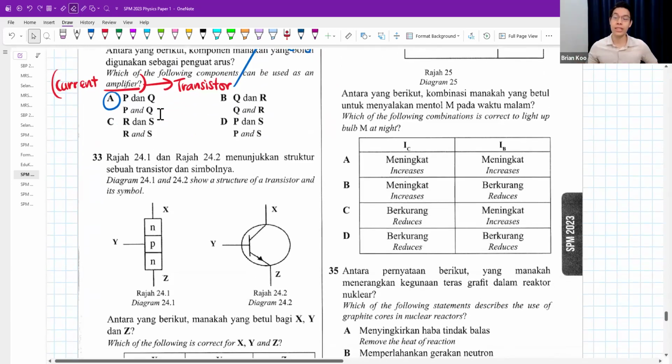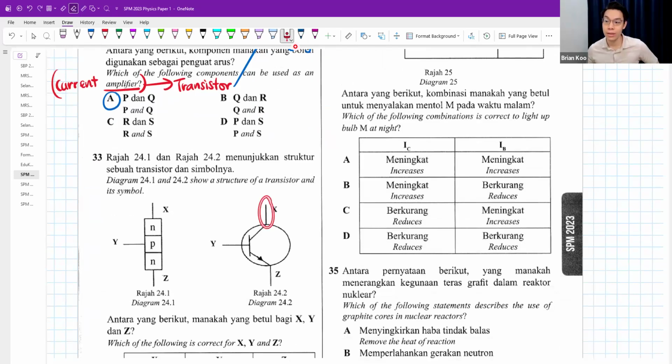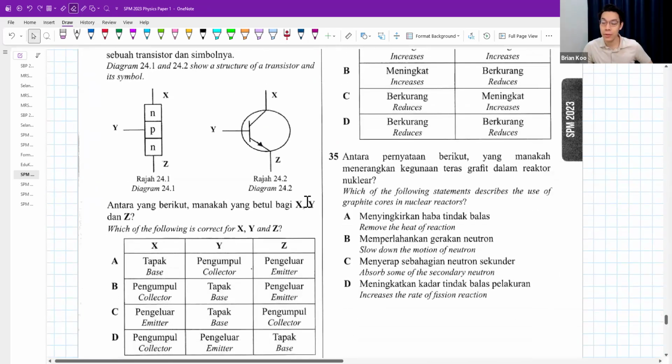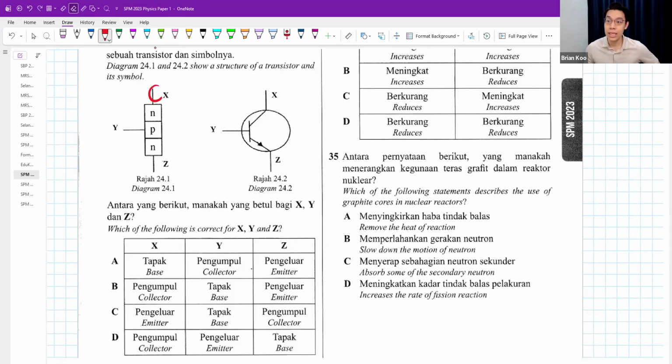Question 33. This is also a transistor. You see, a transistor got 3 terminals, 1, 2, 3, 3 legs. This is the structure and symbol of a transistor. Which of the following is correct for X, Y, Z? X is C, Y is B, and Z is E. It is always base in the middle, and the arrow here is always between base and emitter.